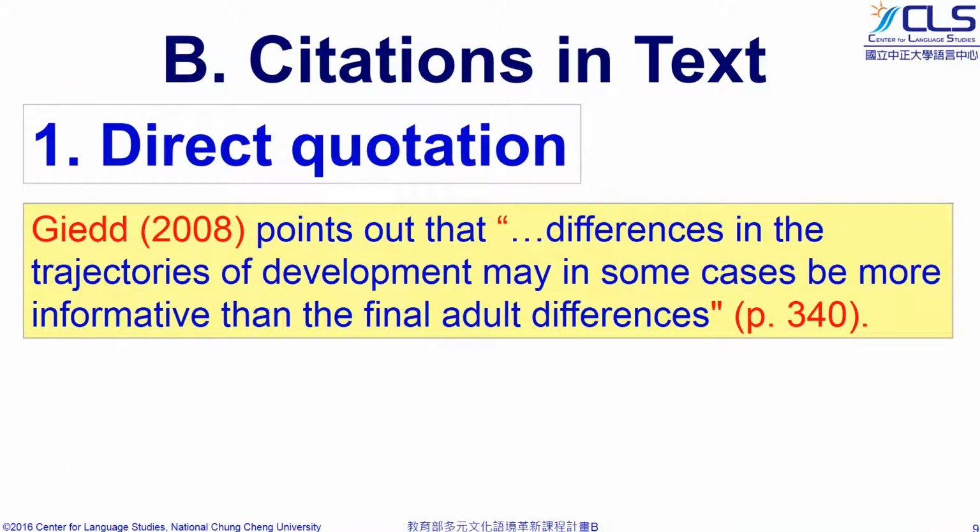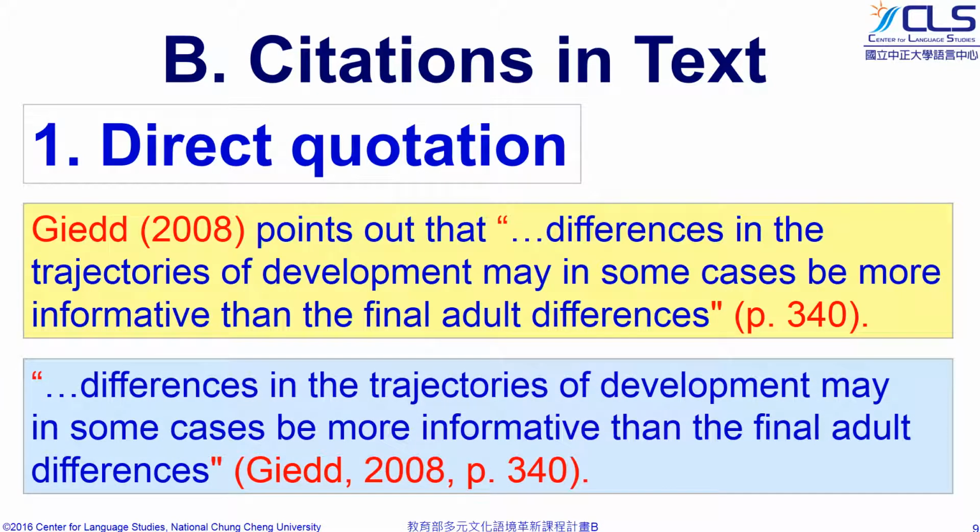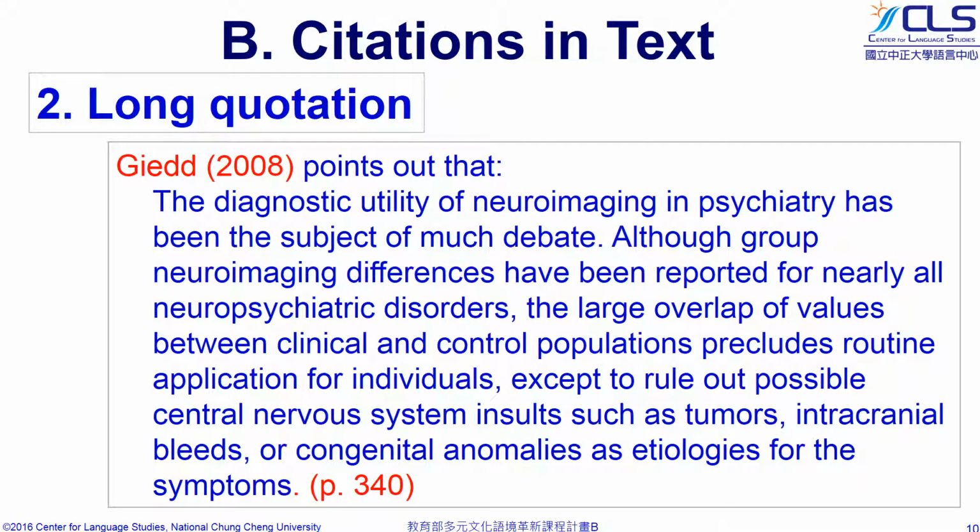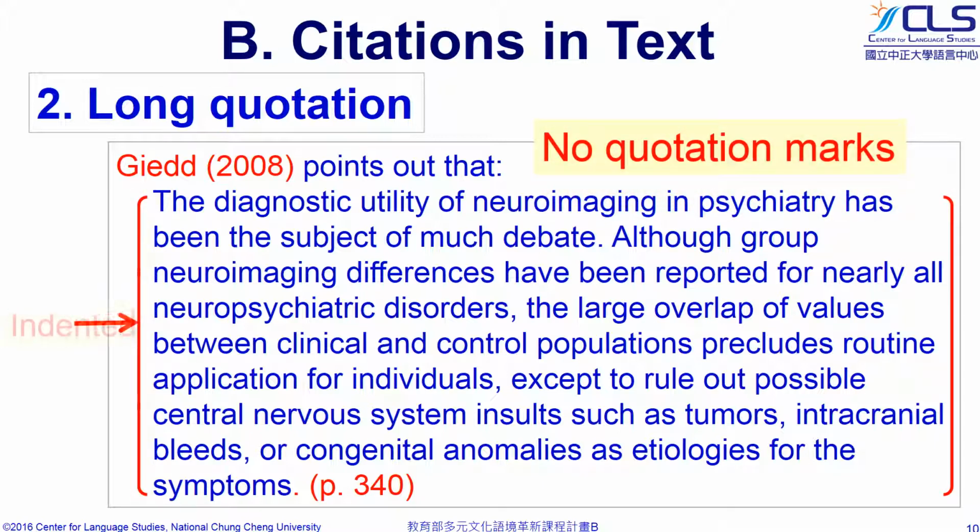Now let's begin with the first type, direct quotation. We can either separate the author, date, and page numbers or put them together in the end, as shown in these examples. The second type is long quotation, which has to be freestanding and indented without quotation marks. In this case, the page number is often specified at the end of the quote.